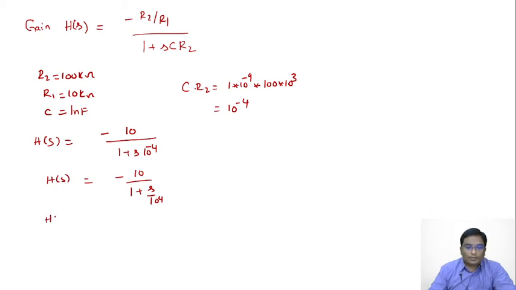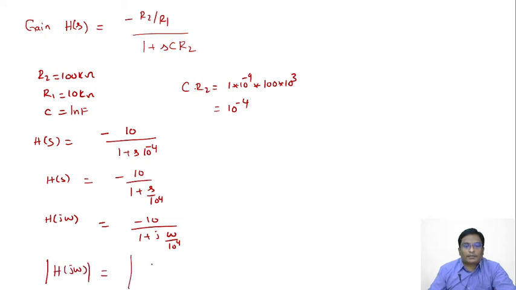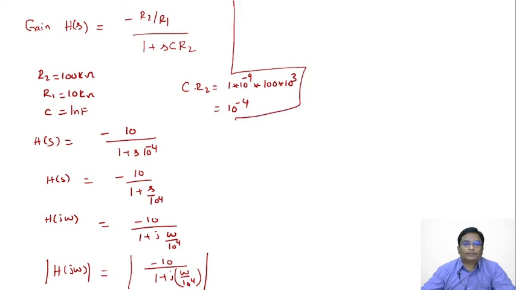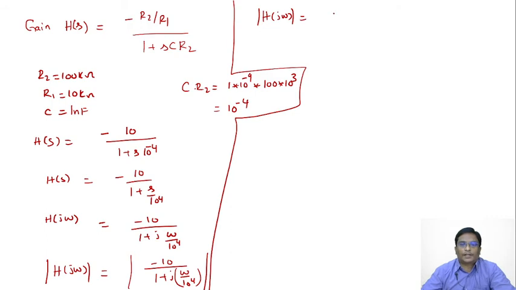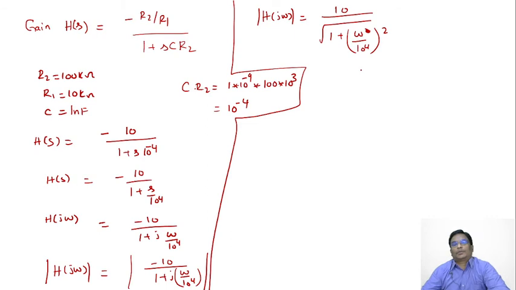Or what is H of J omega? Wherever we have S, replace it with J omega: minus 10 by 1 plus J omega by 10 power 4. Let us calculate the magnitude of H of J omega. The magnitude of minus 10 by 1 plus J into omega by 10 power 4 is nothing but 10 by square root of 1 plus omega by 10 power 4 whole square.